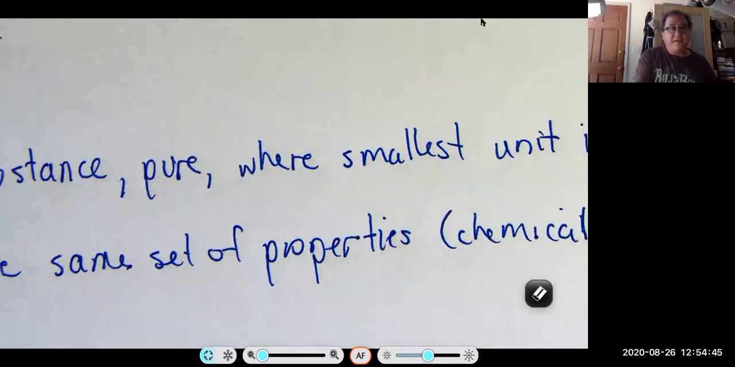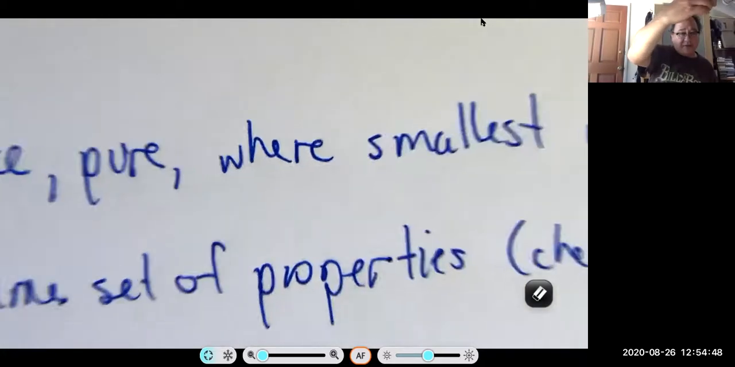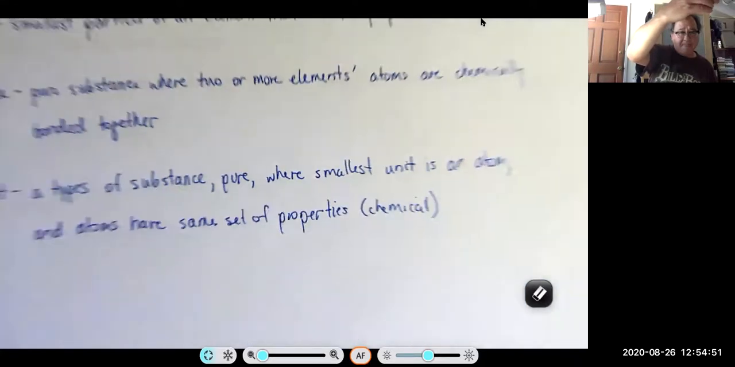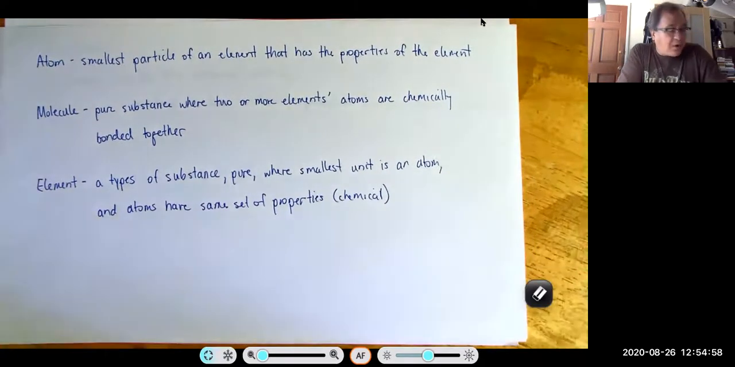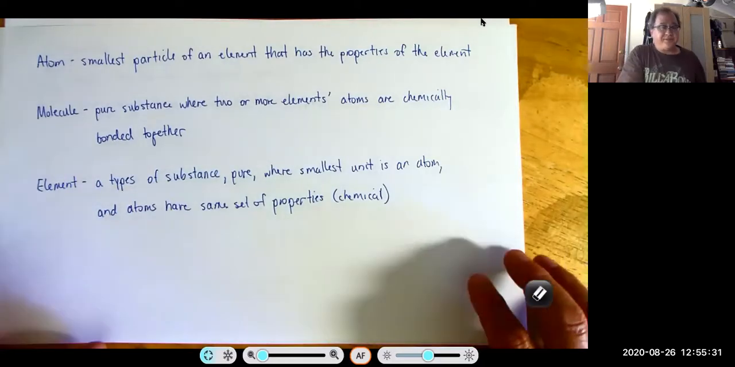So let me back out so that you can see what's written here. All right, atom, smallest particle of an element that has the properties of the element. Molecule is a pure substance where 2 or more elements, atoms, are chemically bonded together. So the difference between a molecule and an atom is that a molecule is made out of 2 or more atoms. And they're different atoms, meaning they're from different elements. For instance, nitrogen is made out of 2 atoms of nitrogen, but it's not a molecule, technically, because it's not 2 different elements.